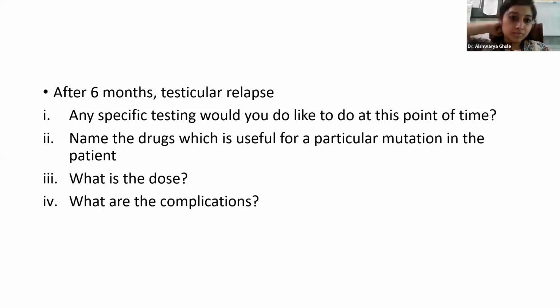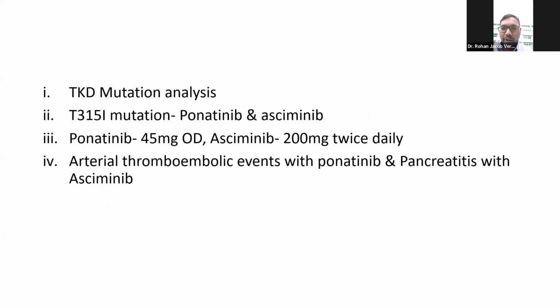Okay. The drugs. Dr. Aishwarya, you want to take this? The drugs will be ponatinib and asciminib. Right. What are the doses? Ponatinib is 45 mg, but asciminib for the T315I is a higher dose, 200 mg. What is the tablet strength of asciminib? 50 mg tablets. No, the 40 mg tablet. 40 mg tablets, sir.